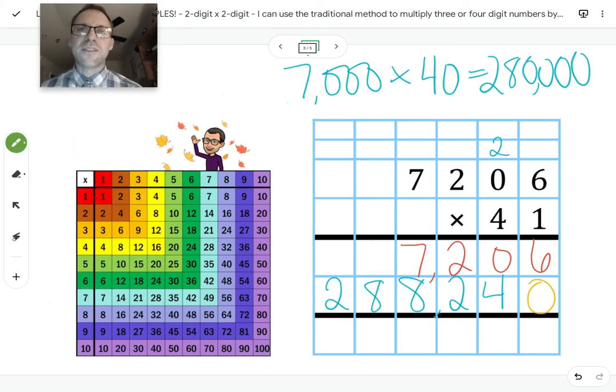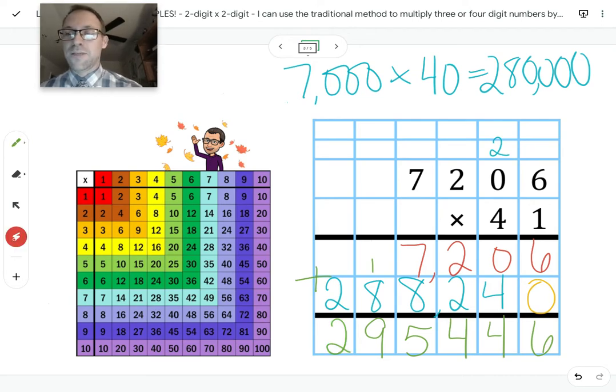What do we have to do to find the final product? Yeah, we got to add them up. So 7,206 plus 288,240. Let's add them up. 6 plus 0 is 6. 0 plus 4 is 4. 2 plus 2 is 4. 7 plus 8, 15. Let's carry the 1. 1 plus 8 is 9. And 2 plus nothing is 2.